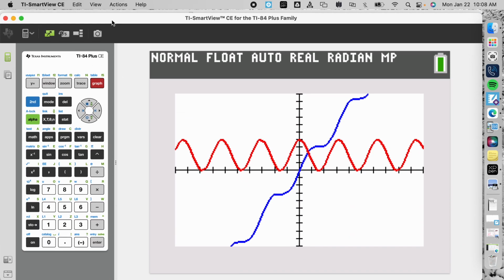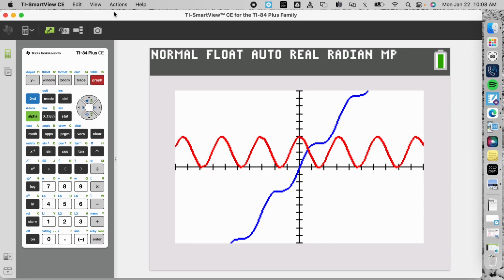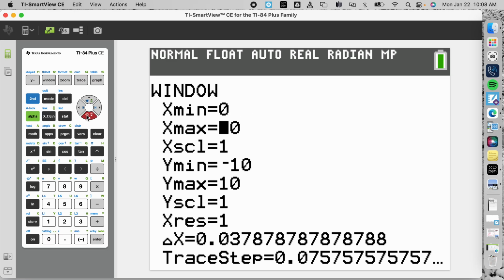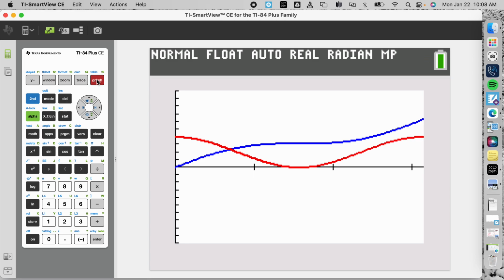0 to pi, okay. So I'm gonna change my window, and I am only gonna look from 0 to pi, because that's the only thing I actually care about. So my x min will be 0, my y min will be pi, x max will be pi. Okay, regraph. And I know yours is just gonna putter along. It's really nice.